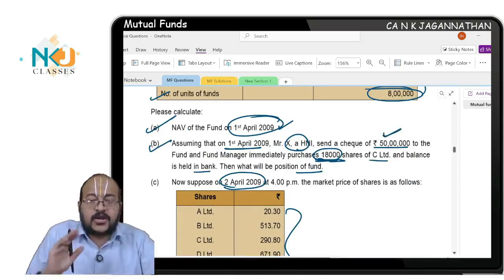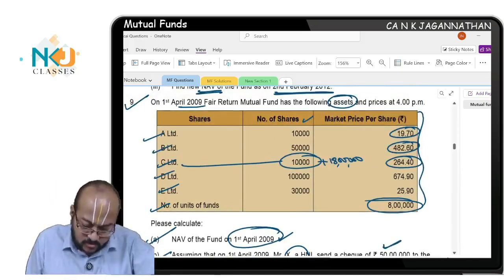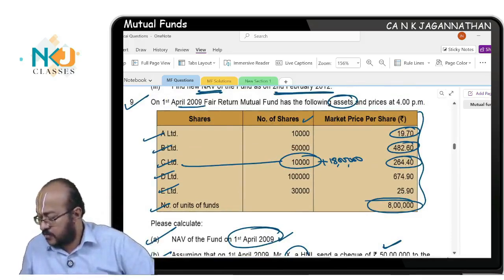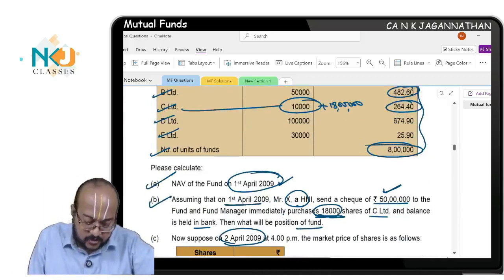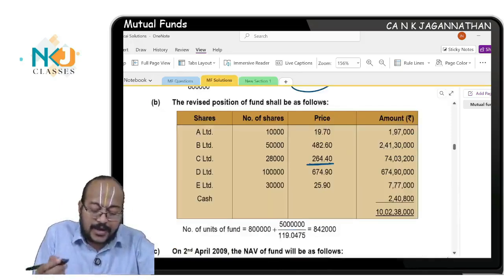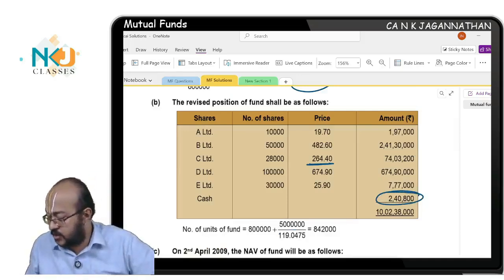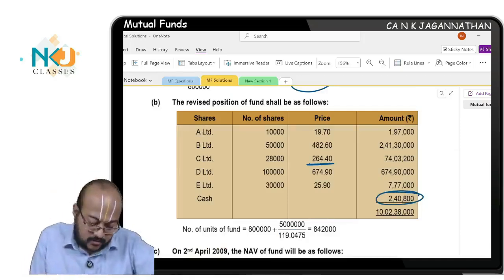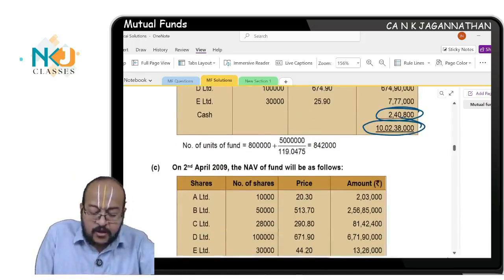Sorry, entire 50 lakhs will not be used. 18,000 shares of C Limited will be bought. 18,000 into, how much is the amount? 264.4. 47 lakhs 59,200, which means the balance, okay, will be cash in hand. The balance will be cash in hand. 2,40,800, 50 lakhs minus 47,59,200. Yes, 2,40,800. Balance will be cash in hand. This will be the total net assets. Okay. Now this is the total net assets value.